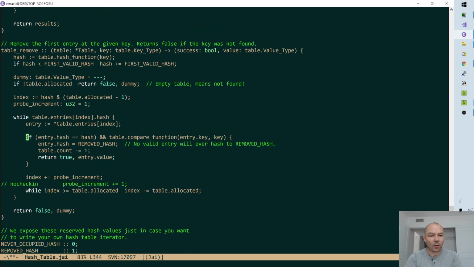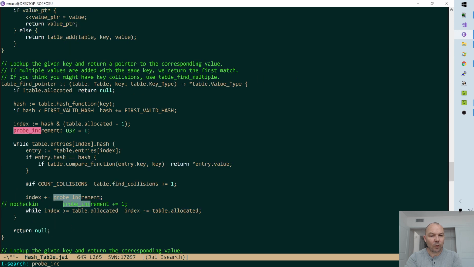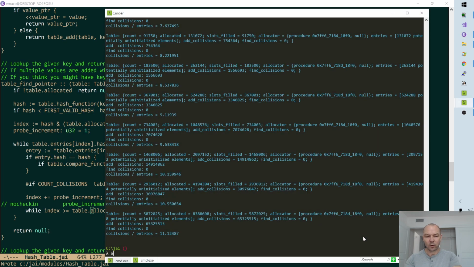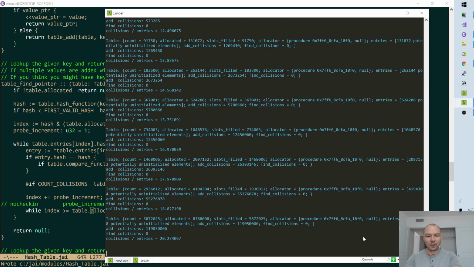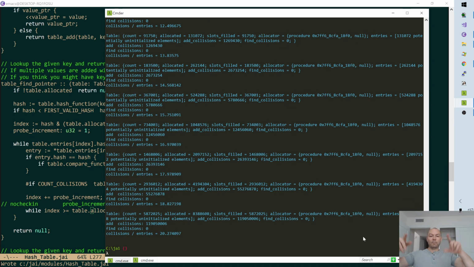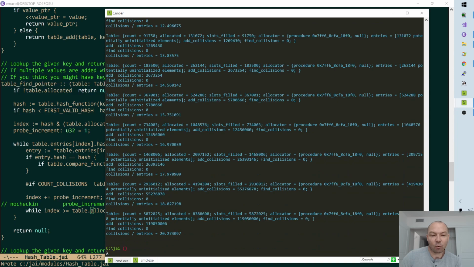Whoops, hold on. We want to take out the probe increment plus equals 1. Yeah. So now we're going back to the strategy that I explained at the beginning is really bad. And I kind of wonder, how long will it even take? Okay. So you can see, now we're at 20. We were at 11 before. Now we end at 20.